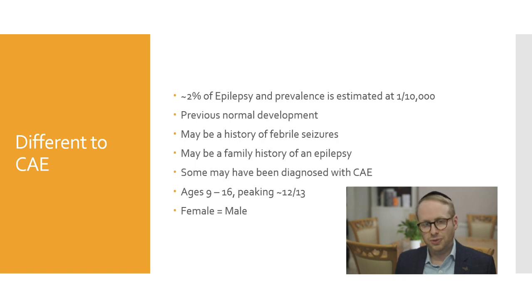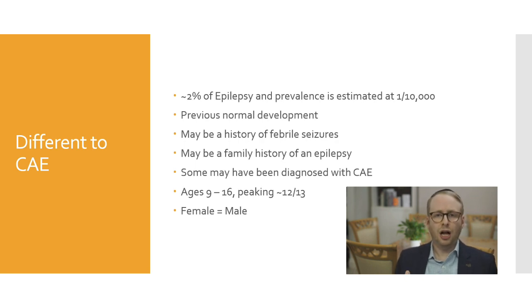Juvenile absence epilepsy is different to childhood absence epilepsy in a number of ways. First of all, in terms of how common it is. It makes up about 2% of epilepsies, and its prevalence, the amount of it that's out there in the population, is estimated to be about 1 in 10,000. So for the UK population of 60 to 70 million, we're talking about 6,000 or 7,000 people who are affected with this in this country.